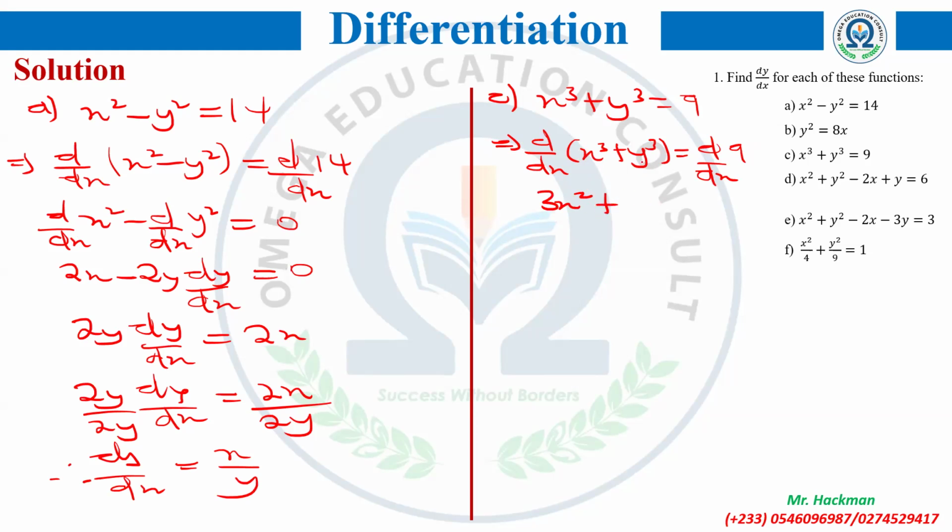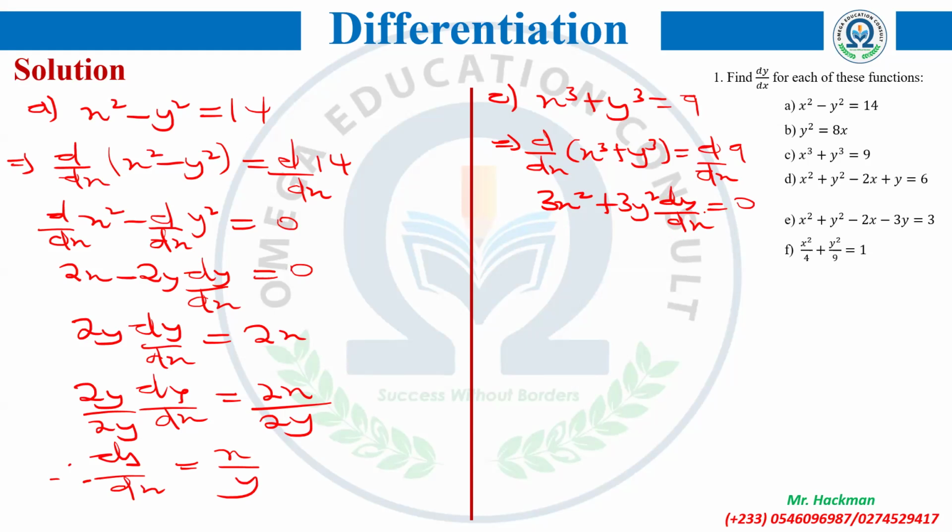Then plus, if I differentiate this, it will give me 3y squared, but that's not all, because the variable here is not the same as the variable that I'm differentiating with respect to. So that will give me dy/dx, and it's equal to 0. All correct? Now, professors, are you following? Yes, please. Okay, great.